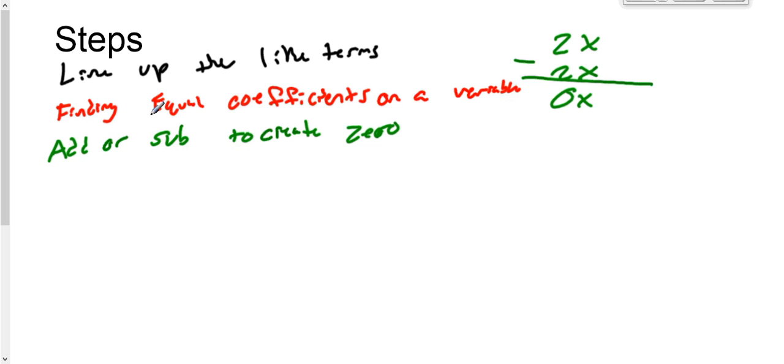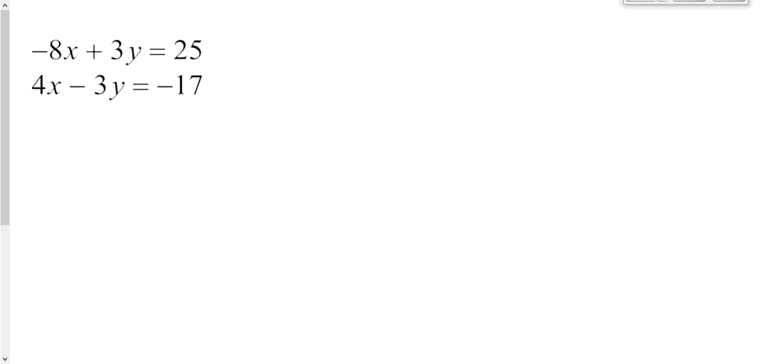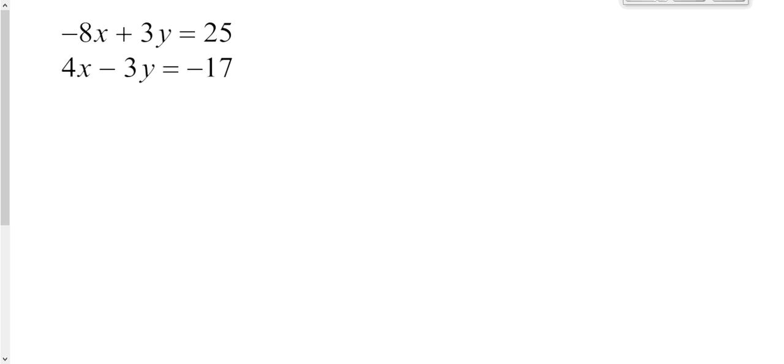We then end up solving, and then we use a bit of substitution to finish it out. So let's practice a few. First thing we check, x's are over x's, y's are over y's, equal sign over equal sign, numbers over numbers. We're all good. Now we're going to look for which variable has the same coefficient in front. Looks like both of these are 3y's. This is the one we're going to try to eliminate.